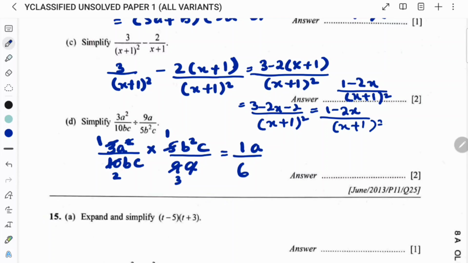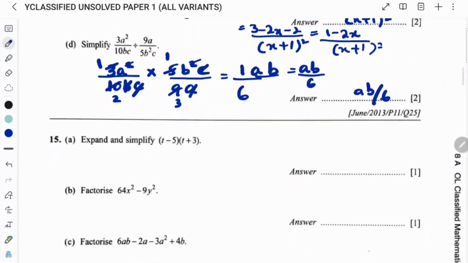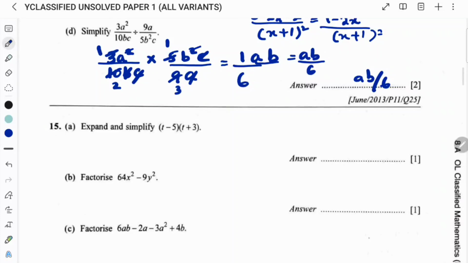In the numerator, this square is gone, and then we'll have b also there, and c is completely cancelled in this question. So cancel the c's also. So in part D you have only 1 upon 6 ab, or ab upon 6 you can also write down. Ab upon 6.